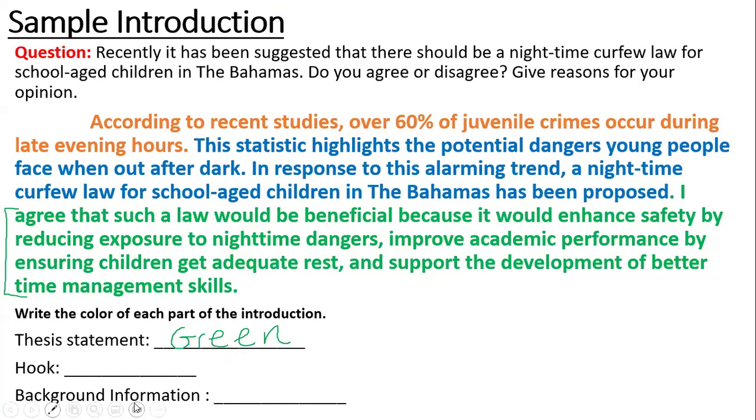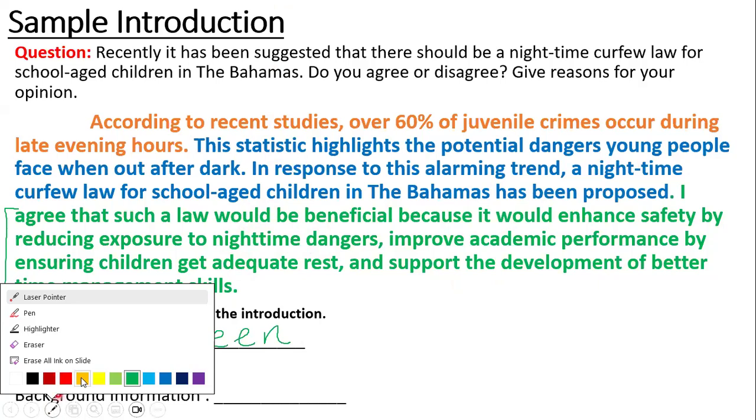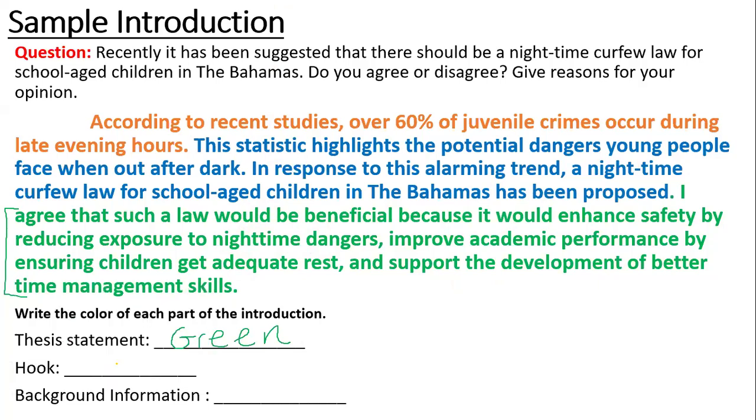Now, the hook. Which one is the hook? Which color? Orange. Very good. The hook is in orange. Now, how do you know that's the hook? What gives it away? The surprising statistic. Very good. Anyone else? Because it's at the beginning of the sentence. Very good, because it's at the beginning of the introduction, and all hooks must be at the beginning of the introduction. Why else do you know that it's the hook?